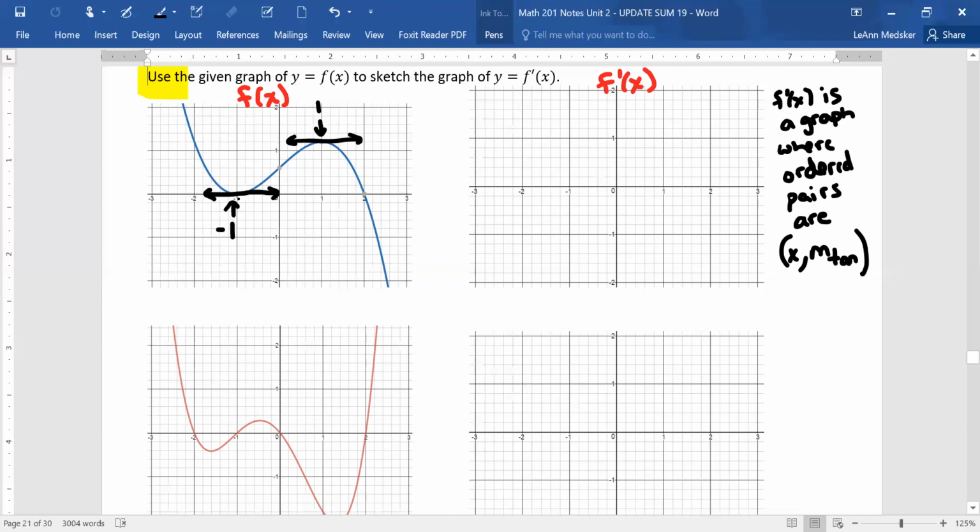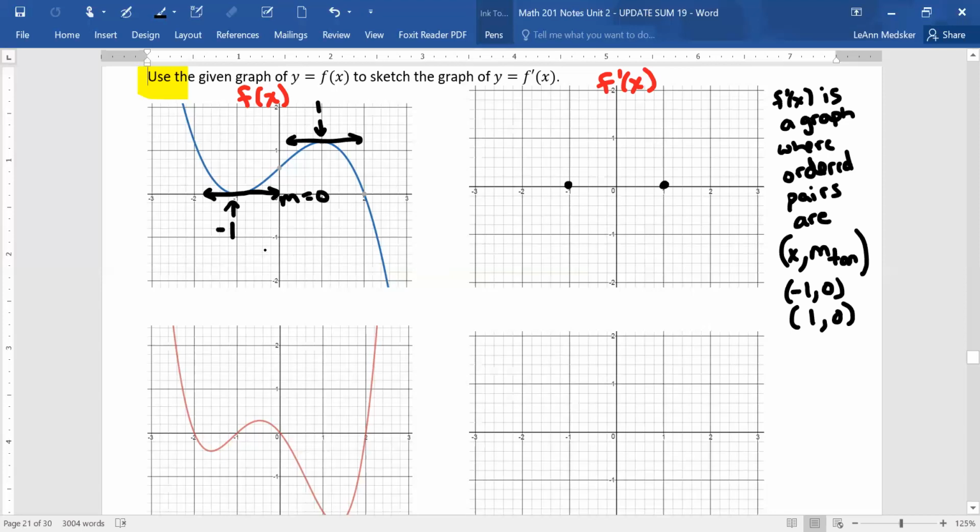So for example, the slope of the tangent here is 0. So when we graph these on the derivative, they graph as -1 comma 0 and 1 comma 0. So we can go ahead and put those 2 points here. Those are going to be x-intercepts. So places where you have a relative max or min are going to be x-intercepts on your derivative function when you graph it.